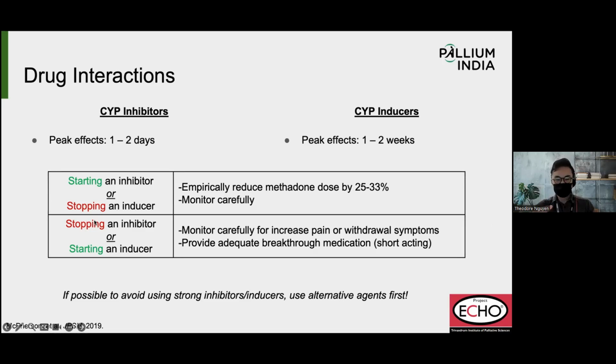In the opposite direction, stopping an inhibitor or starting an inducer, where we anticipate this may cause a decreased methadone level, we actually recommend to just keep the methadone dose where it's at. And if they are experiencing increased pain or withdrawal symptoms, then they should be relying on their immediate release opioids or breakthrough pain medication while we wait for these effects, and then we can make adjustments as needed at the respective time intervals.